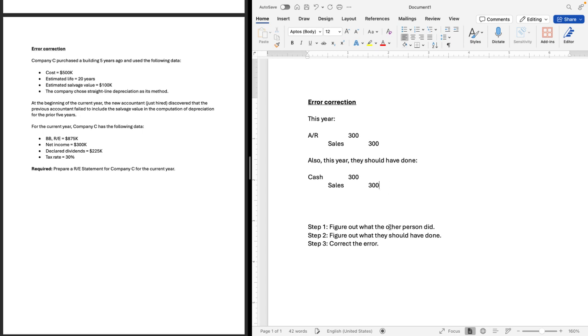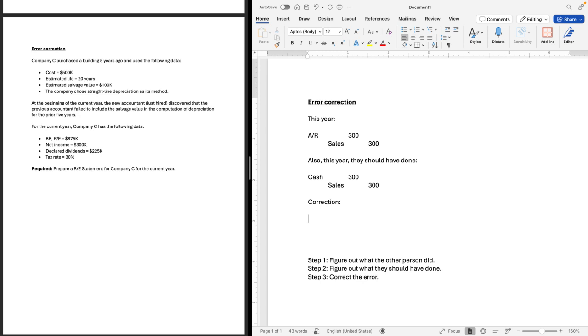And so to correct the error, I'm going to need to think about this a little bit. So what did they do? They put money into accounts receivable when they should not have. So the first part of correcting the error is to take the money out of accounts receivable because they shouldn't have put it in there in the first place. And they should have put the money in cash, and they didn't. So the correction is to put $300 in cash, which is what they should have done, and to take the money out of accounts receivable, which is where they put it when they should not have put it. And so that is the correction for the journal entry you would make.